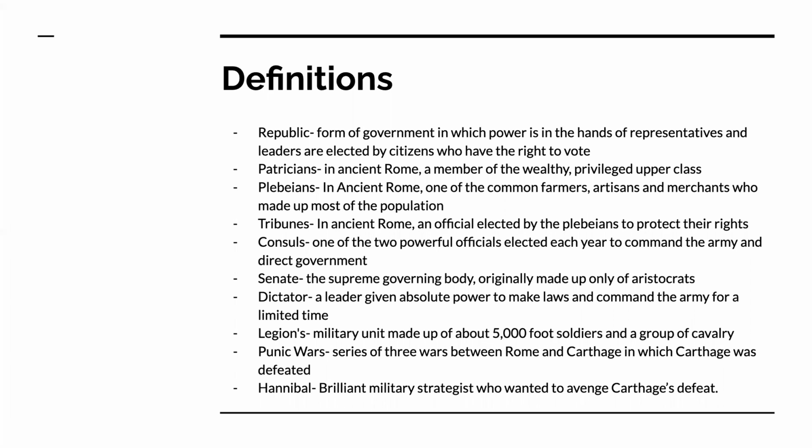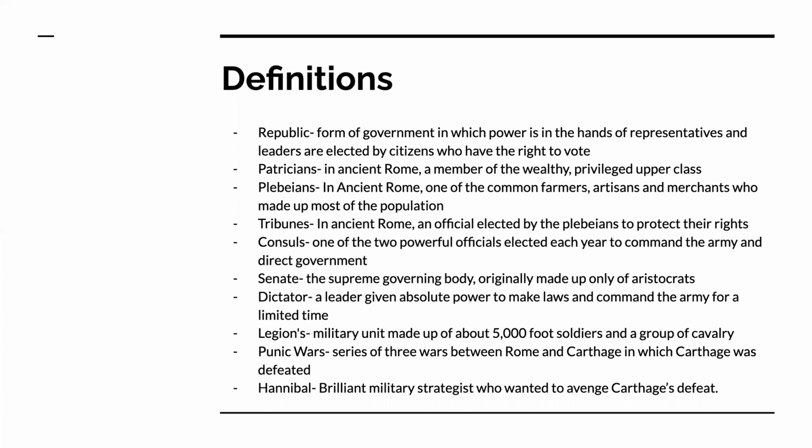Consuls, one of the two most powerful officials that are elected each year. They command the army and direct the government, so that's an important aspect. The Senate, the supreme governing body, is originally made up of only aristocrats. You have a dictator, a leader given absolute power to make laws and command the army for a limited amount of time, and that's important to understand.